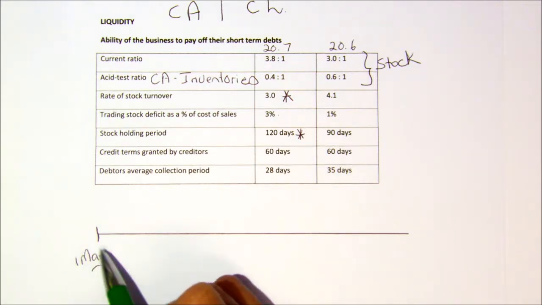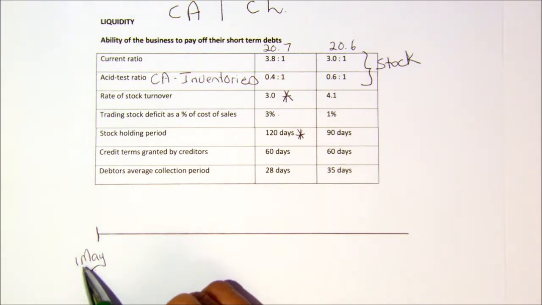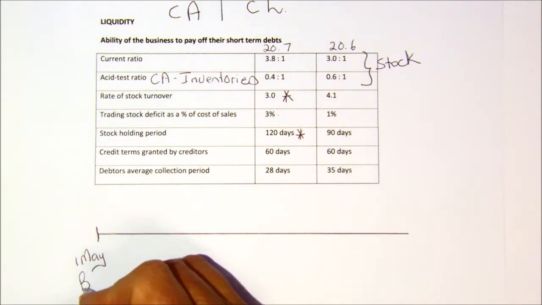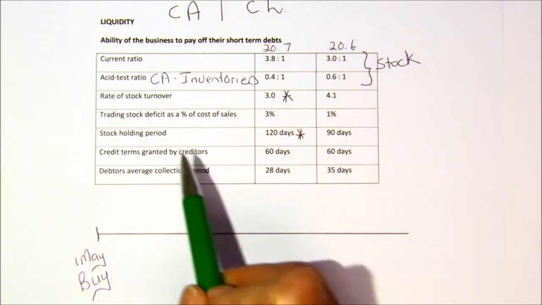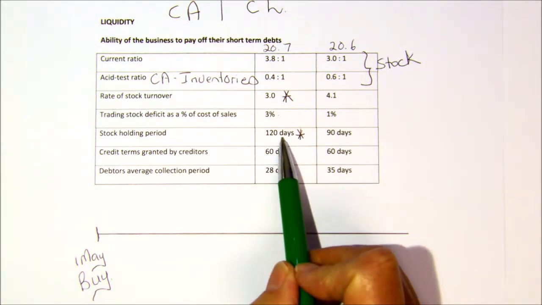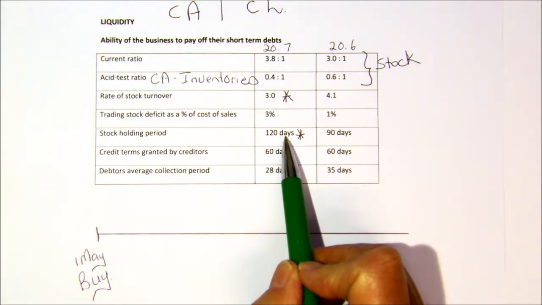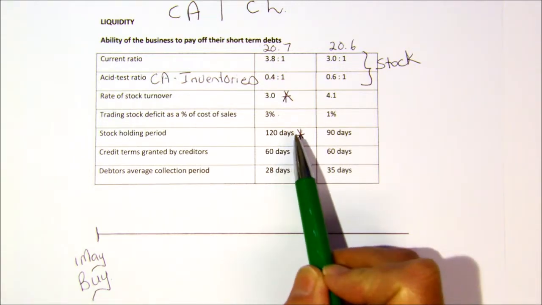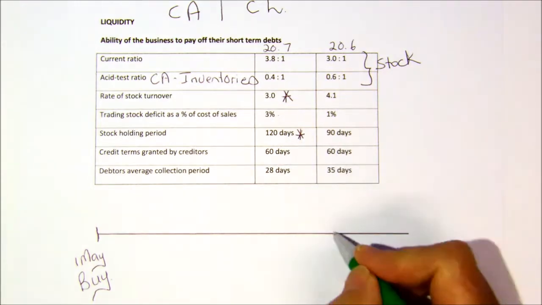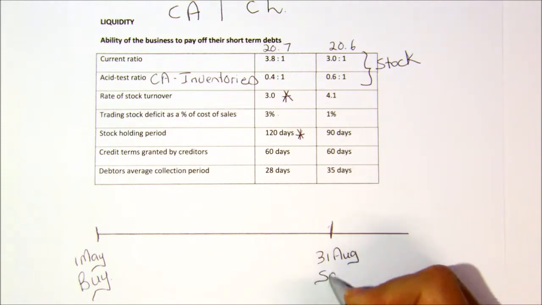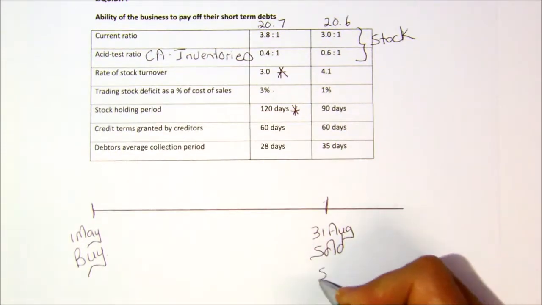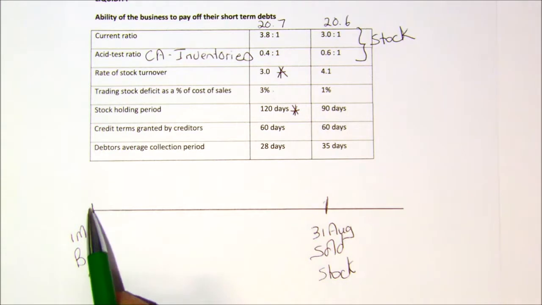And I'm going to start with the date, and I'm just making up, I'm using the 1st of May. So the first thing I'm going to do is go and buy that stock. So when I buy my stock, I have got 120 days of stock. That is 4 months. So I'm going to have stock for May, June, July, August. And so it's not until the 31st of August that I would have sold all of that stock. So it's taken me that period of time to sell.